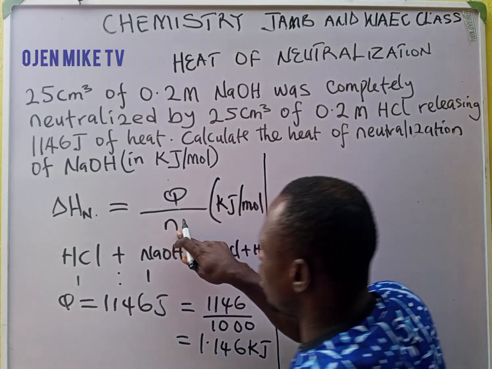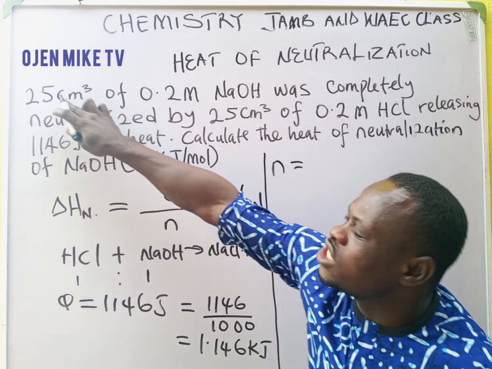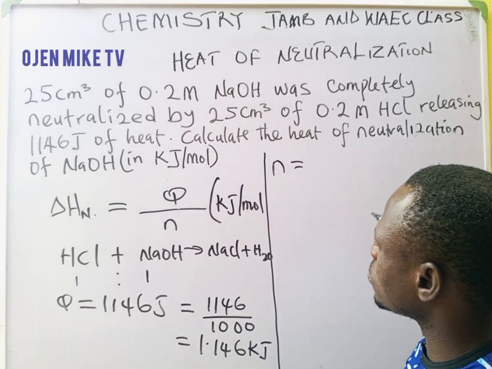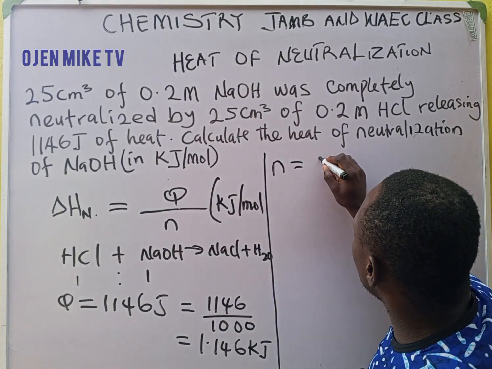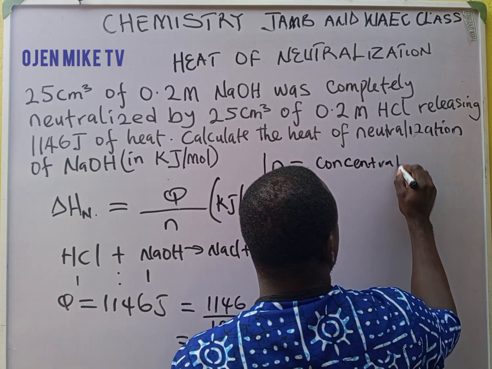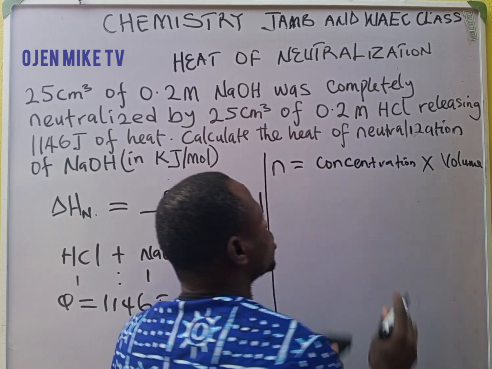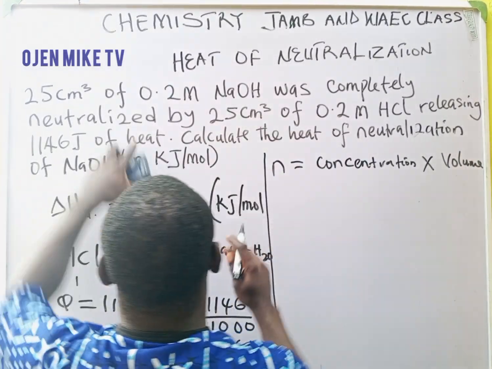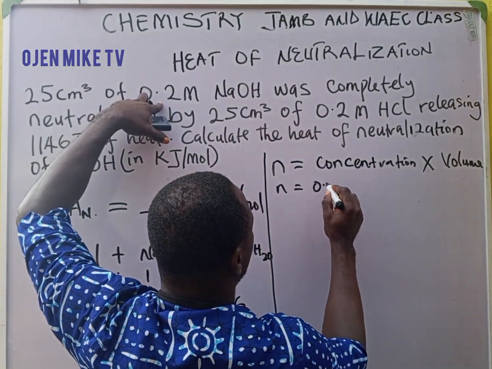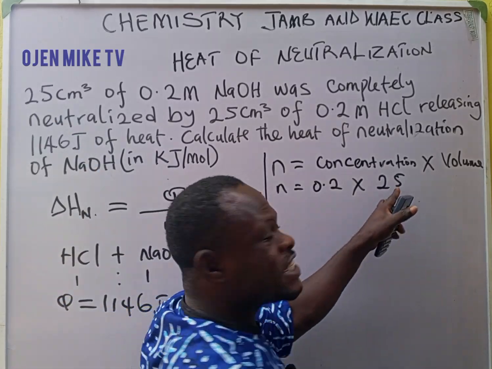Now go to our number of moles. Number of moles is given as concentration times volume. Your concentration is 0.2 mol/dm³, and the volume is 25. Now this volume is in cm³.